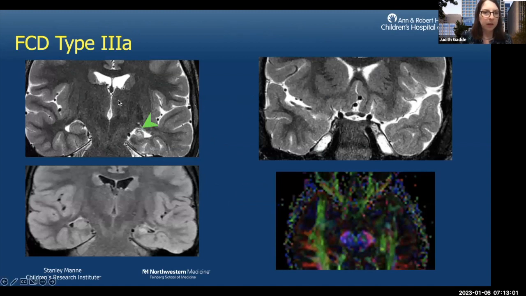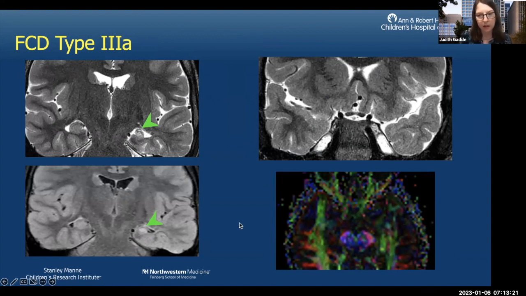So here, if we look on the coronal T2 with this arrowhead, this is pointing to that left hippocampus, which is asymmetrically smaller compared to the right. We can see here there's increased T2 signal within it. And then on the coronal T2 FLAIR, there's also corresponding increased T2 FLAIR signal.